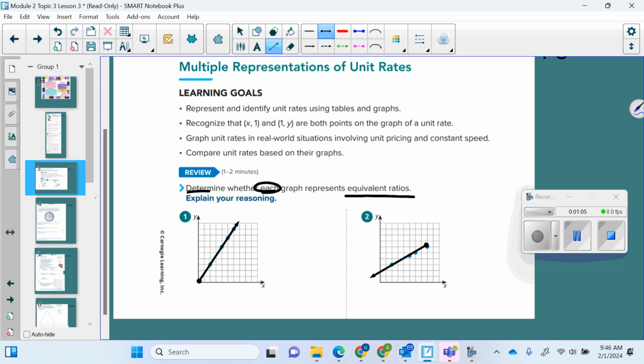This one, for number two, although it's a straight line, it does not go through the origin. That means there is a relationship between them, but it is not a ratio relationship. Everybody good on that? Okay. Let's go ahead and turn the page.